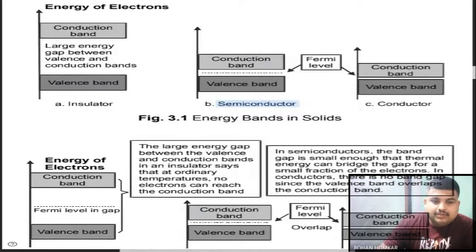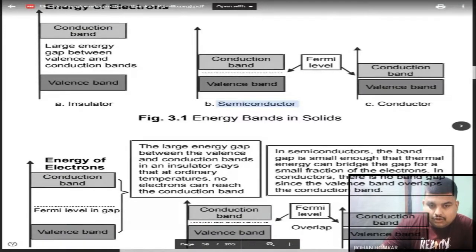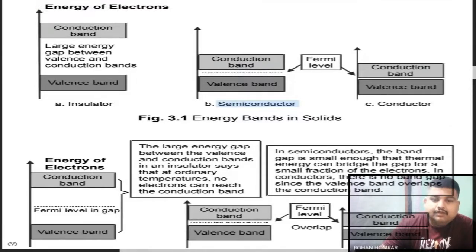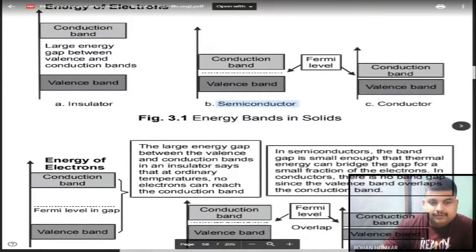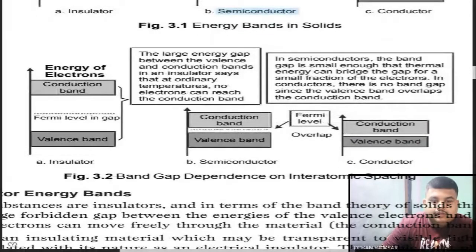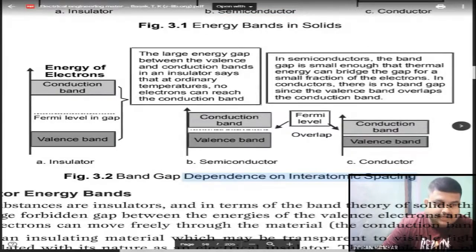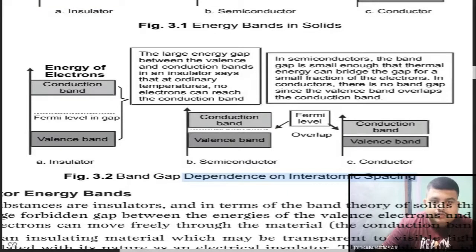Because of this gap, we are in a position where we can overlap these bands and make this material a conductor, or we can increase this energy gap and make this material act as an insulator. Now, this energy band gap is dependent on the interatomic spacing, and how we are going to change that for our semiconductor.